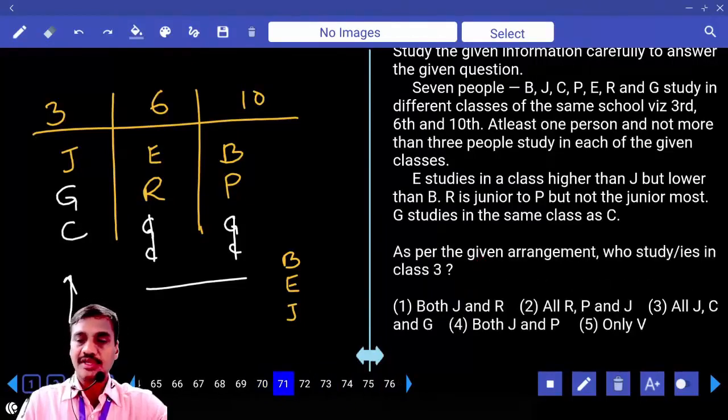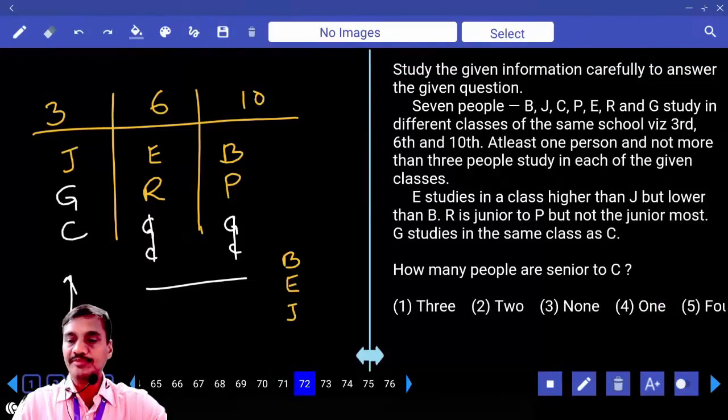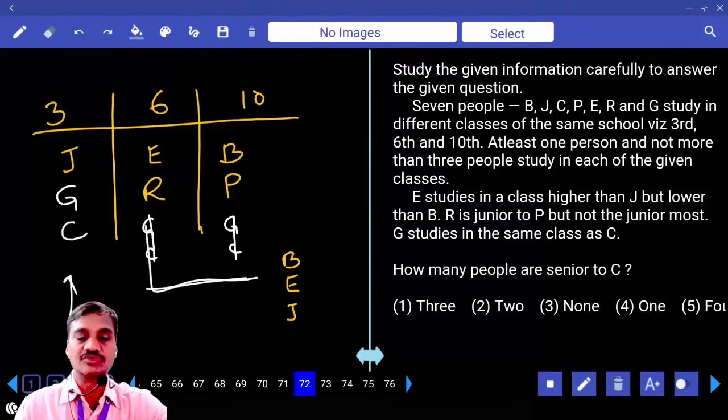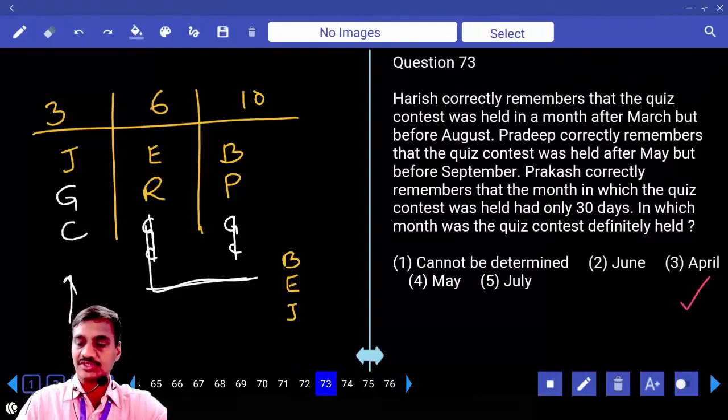Then 71. As per the given arrangement, who studies in class 3rd? Now J, G and C are the three persons here. J, G and C, that is choice 3, question number 71. Then 72. How many people are senior to C? Now these are the four persons who are senior to C: E, R, B and P. 4, that is choice 5, question number 72.